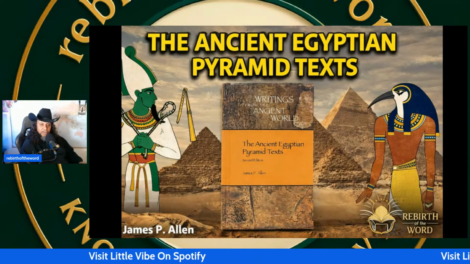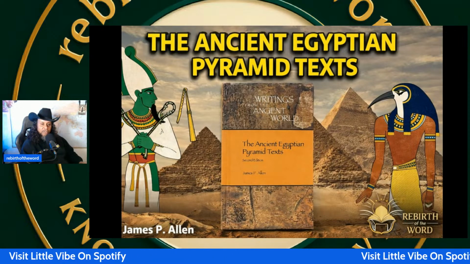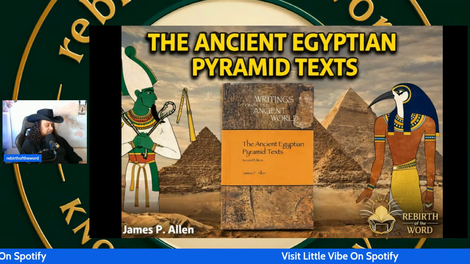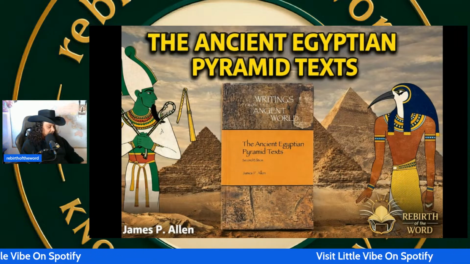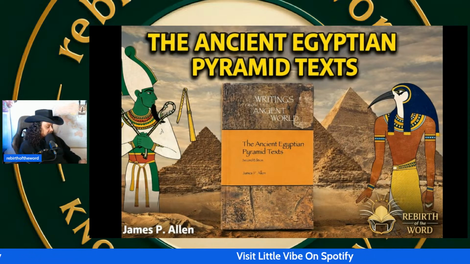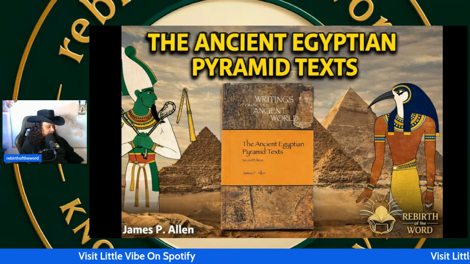I want to say it was Faulkner or somebody else, a different book that I've read that had 1881 on there. So we'll just go with the idea that right here, according to this book, it says Pyramid Texts 1881 or 1880.